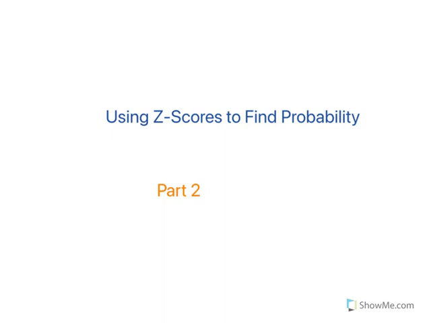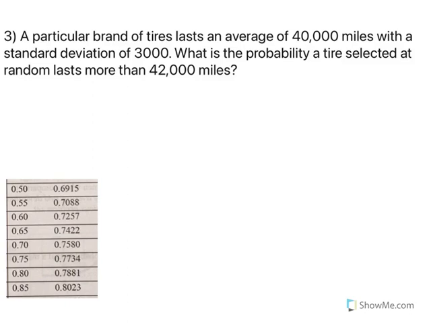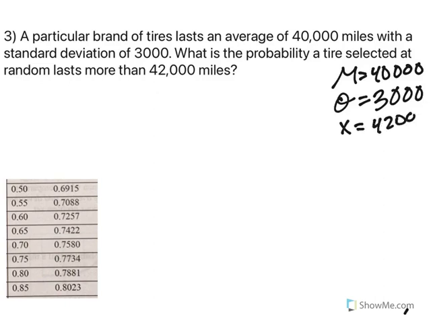Let's use z-scores to find probability. Part 2. A particular brand of tires lasts an average of 40,000 miles, with a standard deviation of 3,000. What is the probability a tire selected at random lasts more than 42,000? So I know my value is 42,000.